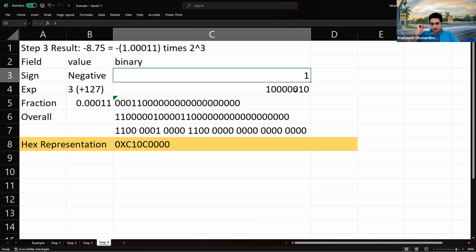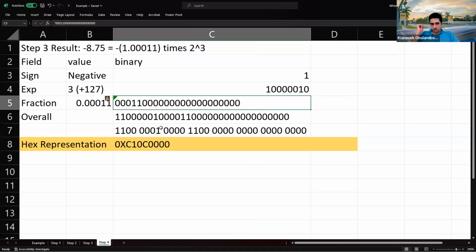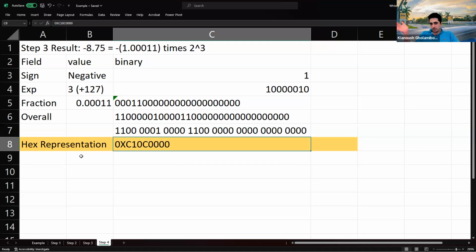So now I have the sign bit, the exponent bit, and the fraction bit. Let's combine these and make this. This is the 32-bit representation. First sign, then exponent, then fraction. And if you want to make it a hexadecimal number, you can basically separate every 4 bits, and then every 4 bits will be represented by 1 single digit in hexadecimal. So this is the final hexadecimal representation of the number, right?